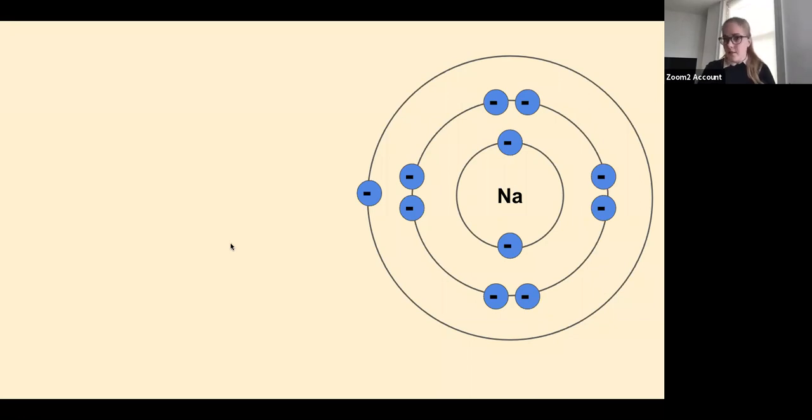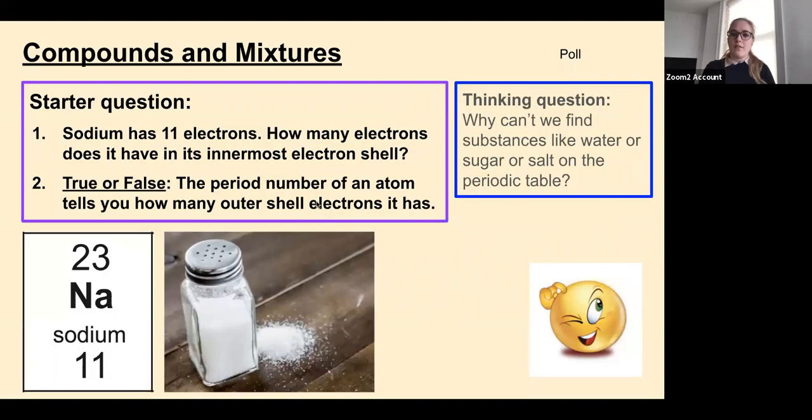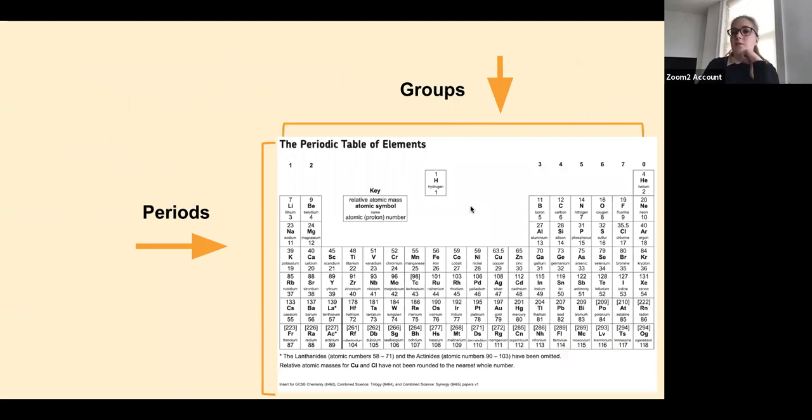And now for this second question, which was a true or false question, about whether or not the period that an element is in tells you how many outer shell electrons it has. So this one is actually false, because if you will remember, the group number of an element actually tells you how many outer shell electrons it has. So sodium is in group 1, so it has 1 outer shell electron. Neon is in group 0, so it has a full outer shell of electrons. Magnesium is in group 2, it's got 2 outer shell electrons. So the group number of an element actually tells you how many outer shell electrons it has. So really great work on those questions.